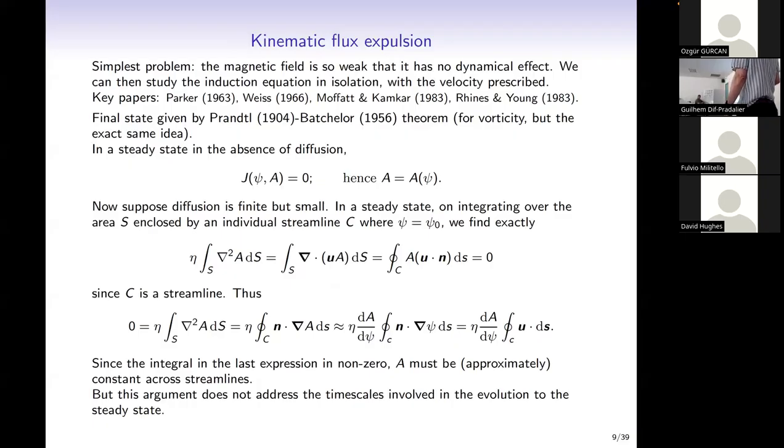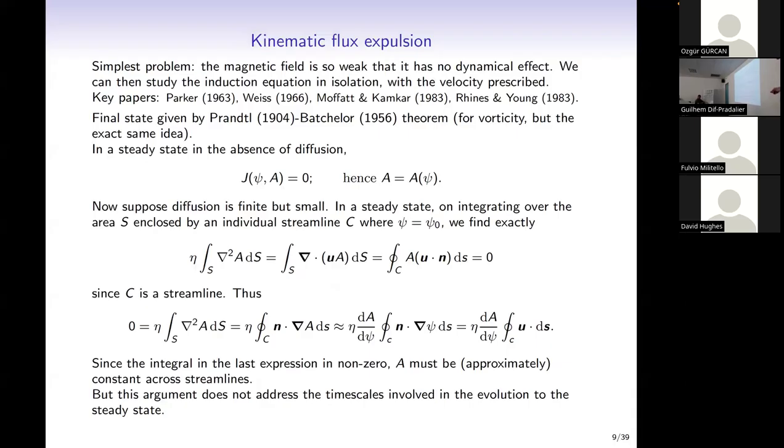Zero. Then you rewrite this in another way, use the divergence. Then the sneaky bit comes by saying this term is almost, A is almost a function of psi, because if eta, the magnetic diffusion, was 0, A would be a function of psi. Now, almost a function of psi.